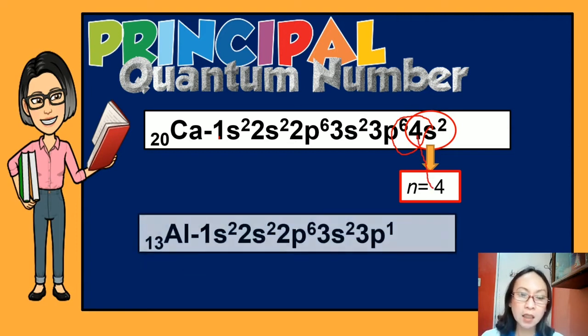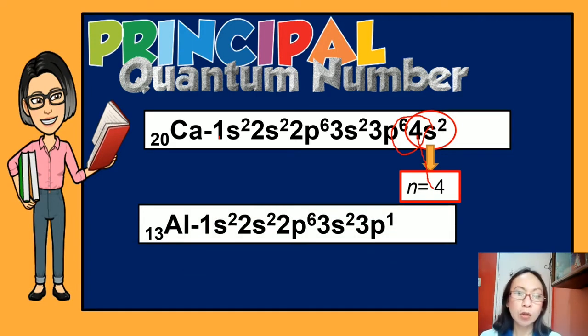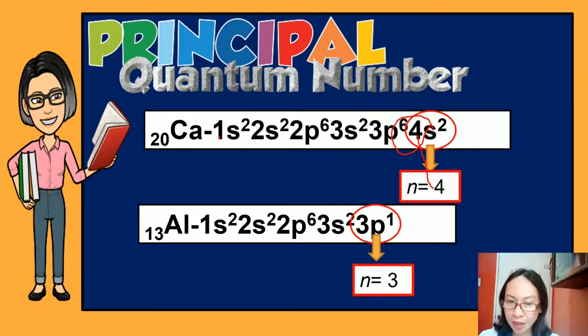Okay? Next is aluminum. So the last main shell is 3p1. So what could be its principal quantum number? Okay, if your answer is 3, you are correct. Okay, I hope getting the principal quantum number is clear to us. Just look at the last main energy level or last main shell.